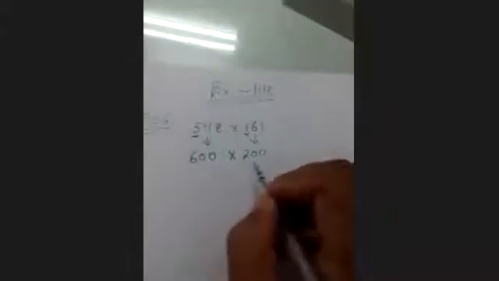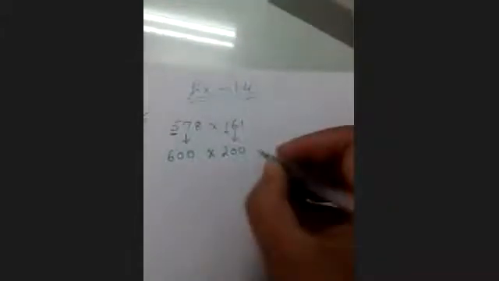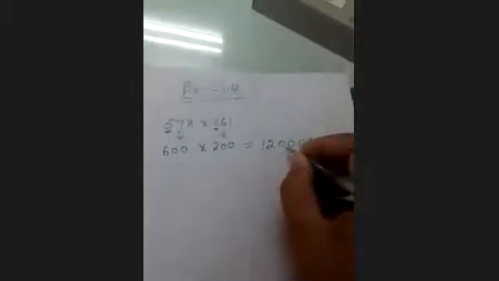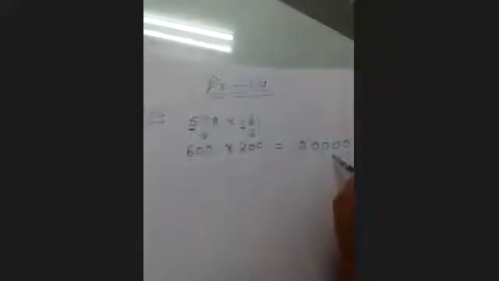Now 600 multiplied by 200. We have 1,20,000. Our answer is 1,20,000. So this is the sixth question, first part.